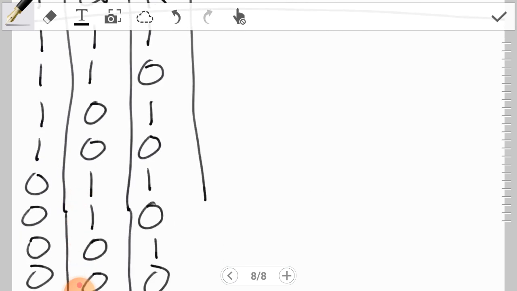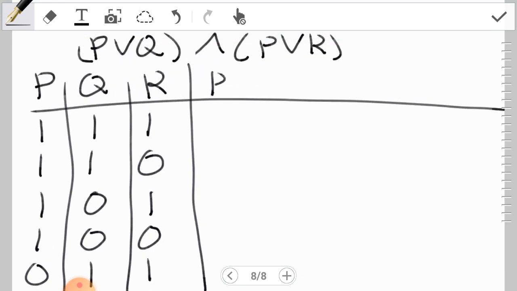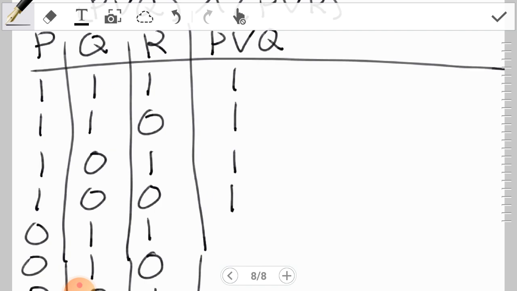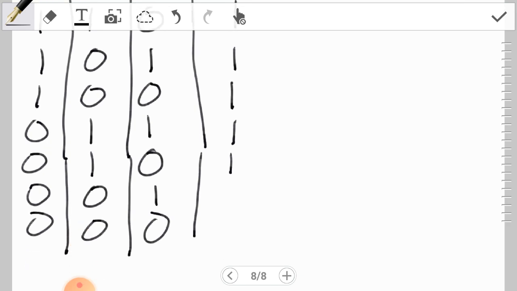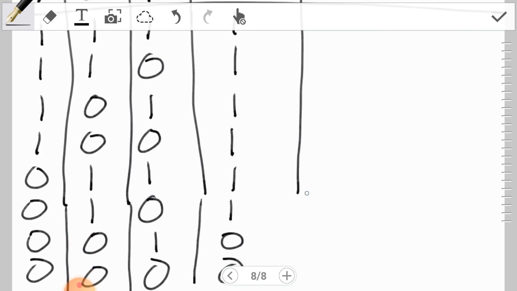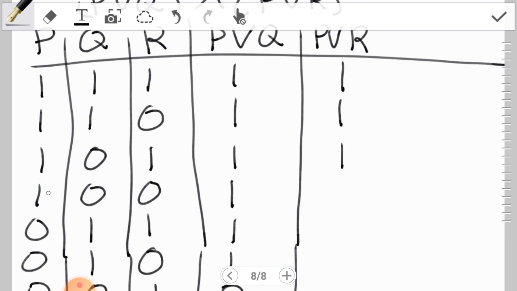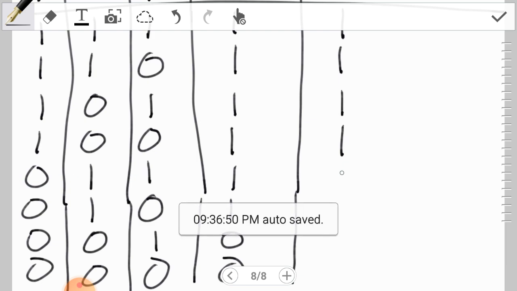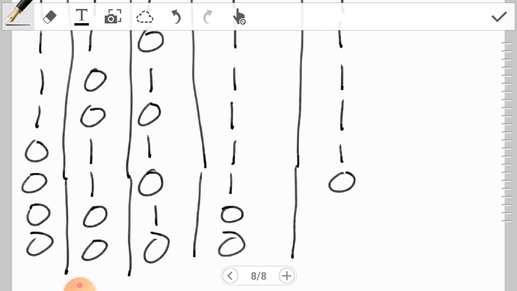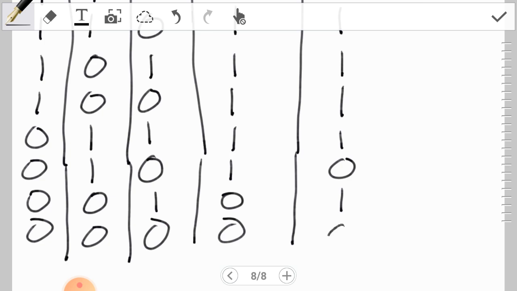And then, what do we need? We have P or Q. If one is true, this must be true. P or Q. There you go. This is true. This is also true. Both are false, therefore this must be false. Both are false, this must also be false. And then we need P or R. P or R, first and third. This must be true. This must be true. This must be true as well. This is also true. This is true. Both are false. This must be false. This is true. Both are false, so this is false.